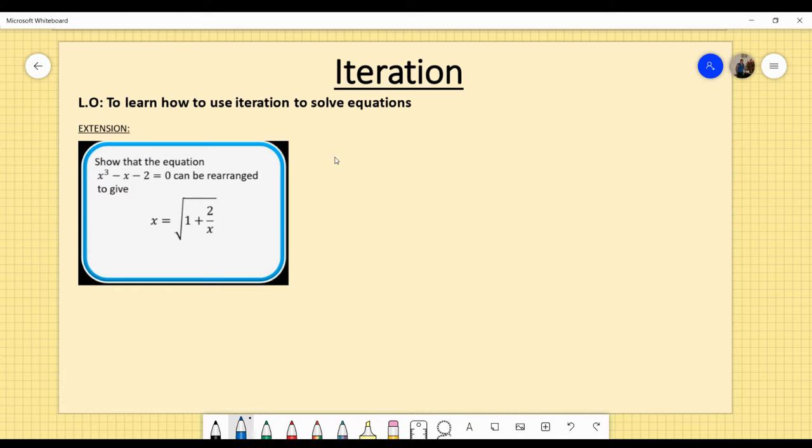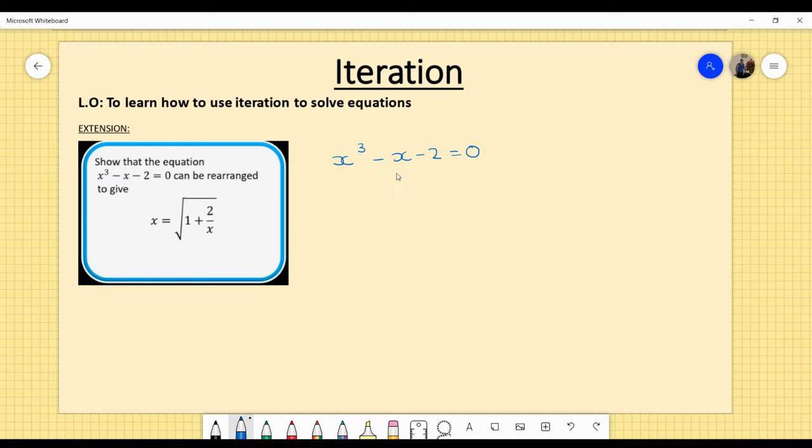Okay, so if we start off with our original equation, we have x cubed minus x minus 2 equals 0. And we want it to look like this one. Well, the first thing we've got to start off with, there's no x cubed left in it, so we're going to have to deal with that at some point. But there is a square root. So somehow we're going to have to get this down to x squared in a little while.